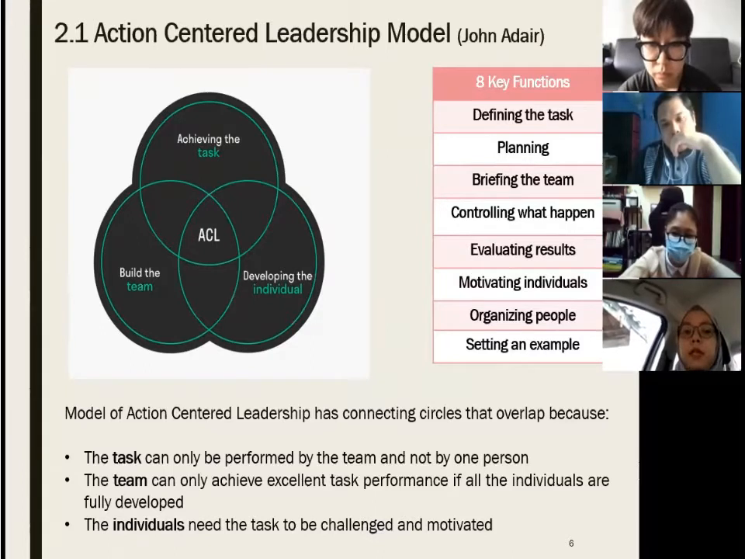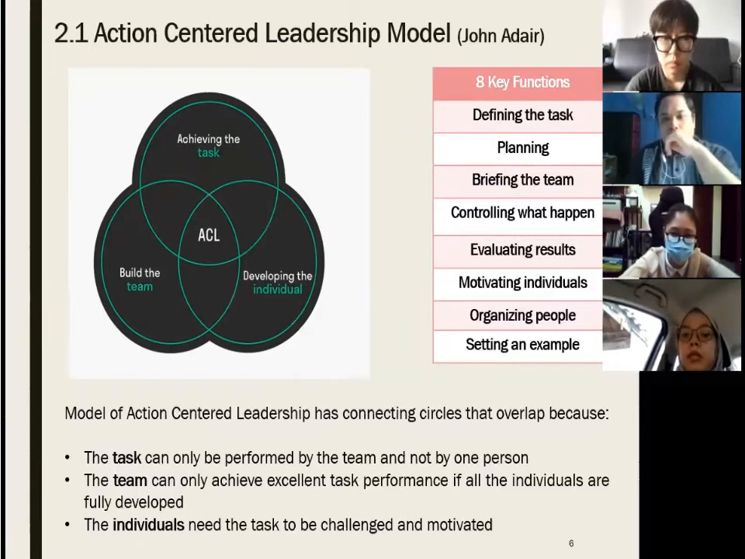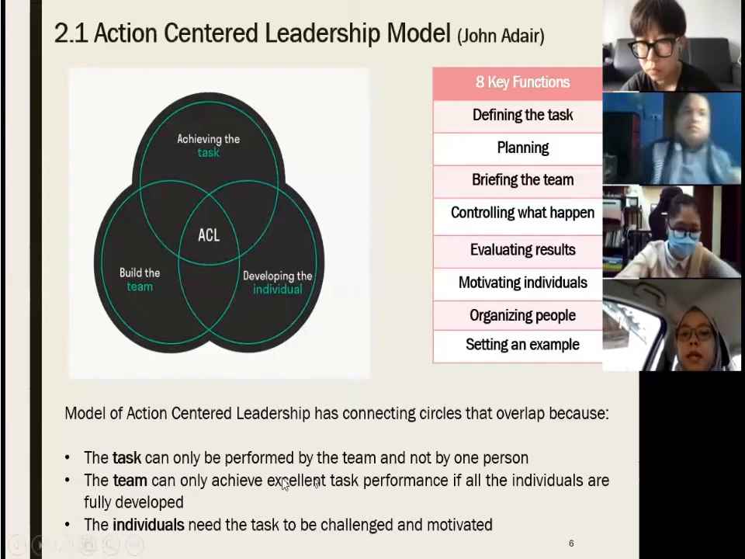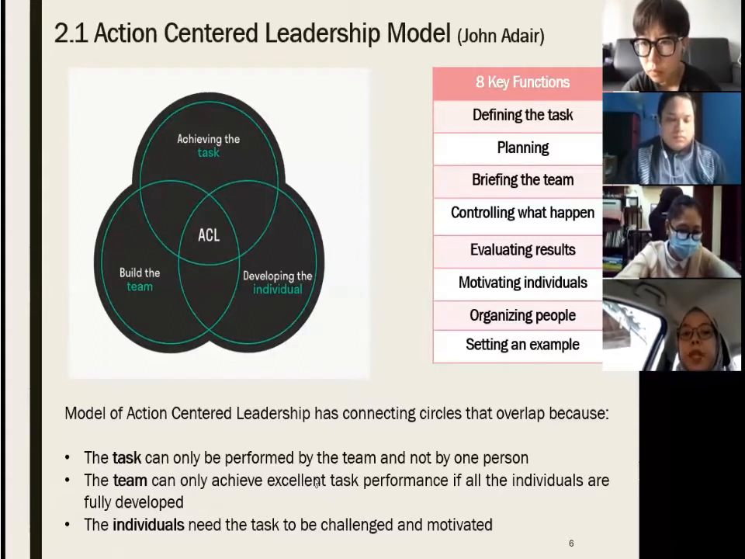The fourth is controlling what happens. Leaders shouldn't just have control over their own performance and functioning, but also they have to make sure they have a good control system, such as effective delegation and also a monitoring system. The next one is evaluating the result. It is important that leaders can evaluate and can have access to both the team achievements and also the individual achievement based on this information.